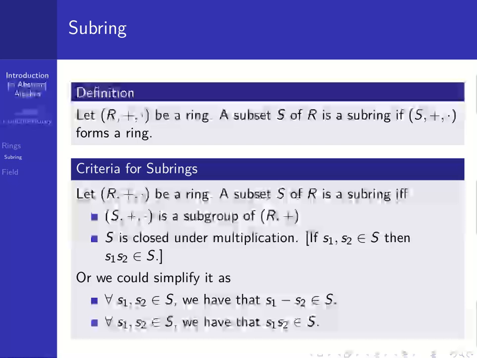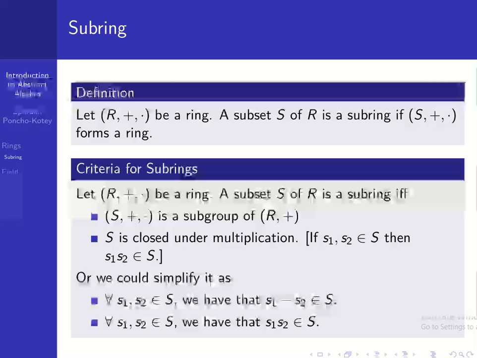Now, let's go to subrings. So we say a set S with addition plus is a subring of R if it's a subset and it forms a ring. So a subset that forms a ring is what we call a subring. But now let's look at the criteria, because if you have been asked to show whether something is a subring, you don't have to go through all the axioms of a ring. So what you just need to show is that the set S is a subgroup of R under plus, and you also have to show that it is closed under multiplication.